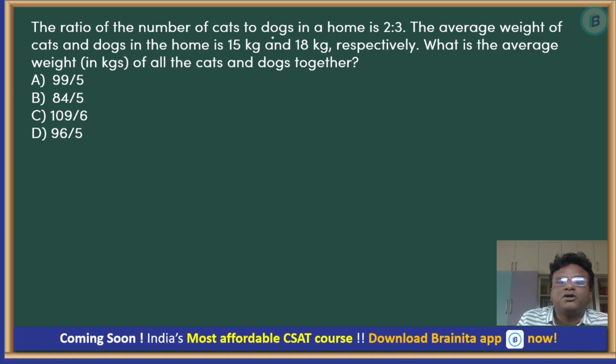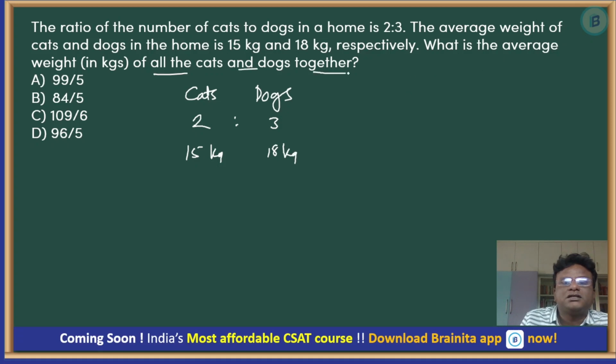The ratio of the number of cats to dogs in a home is 2:3. So these are cats and these are dogs. Ratio is 2:3. The average weight of cats and dogs in the home is 15 kilos and 18 kilos. What is the average weight of all the cats and dogs together? Okay, so this is a simple question, but because it is a mix of average and ratios, I included this in this video. Fairly simple, because the ratio is 2 and 3, the actual count is 2x and 3x.